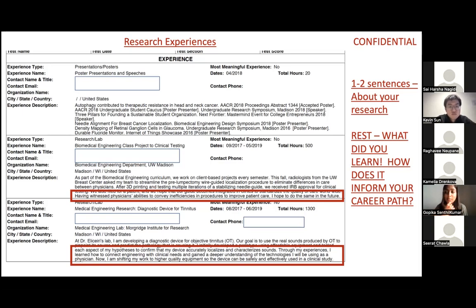So I would have probably put more about the clinical side of things if I had to do it all over again. Yeah, because for your research, you have an entire 10,000 word essay to highlight it. That's plenty of space, true.